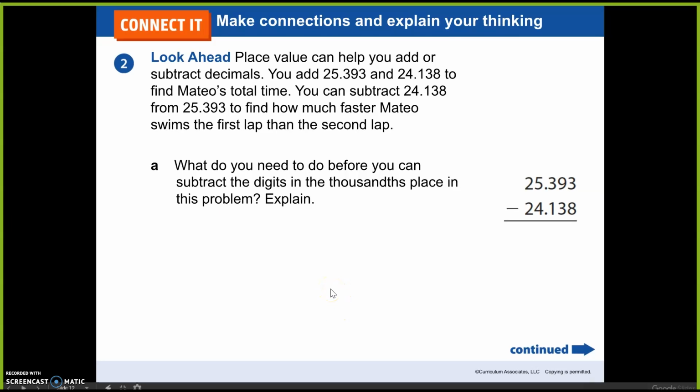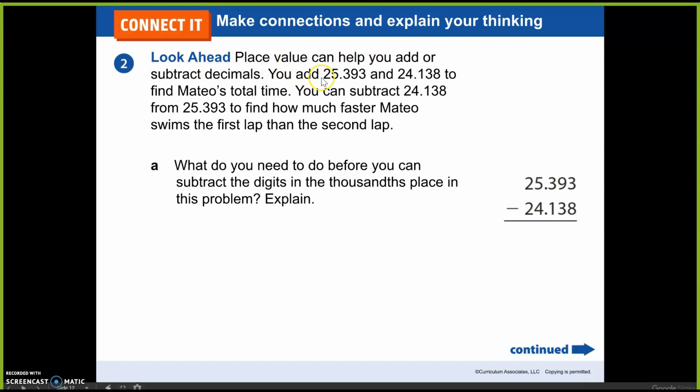Scholars, we're going to take a look ahead at what's coming with the rest of our lesson for this week. So now we're going to make some connections, and then you're going to explain your thinking on the next couple slides. So here, number 2, look ahead. It says place value can help you add or subtract decimals.